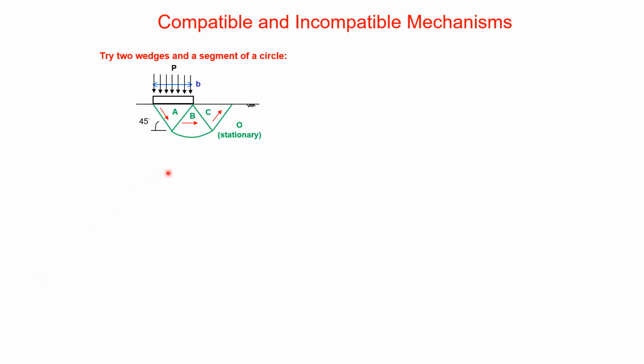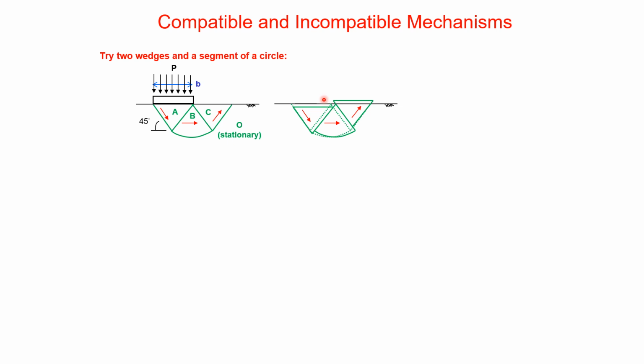It might be tempting to think that you could combine a sort of a mechanism of wedges with an arc in this sort of thing. So maybe in this case, two 45-degree triangles and a sort of a thing with an arc in it in the middle like this. So A goes down, B moves across, it's not going to work.